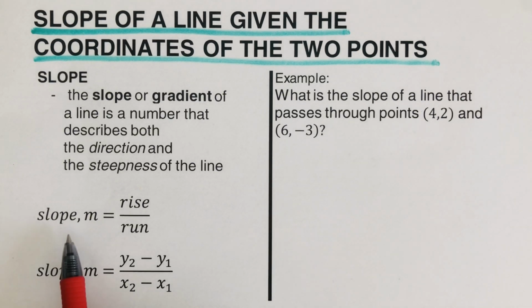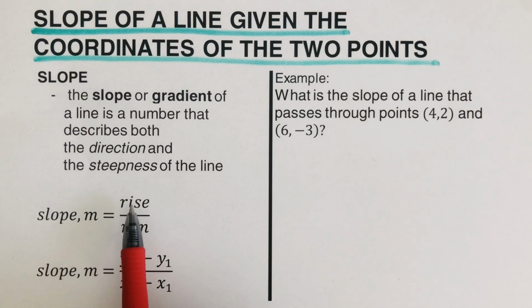So, talking about slope, m is equal to rise over run. The equation that we have here comes from this one. Rise means we go up or down, so we're talking about the y-axis. That's why we have y sub 2 minus y sub 1. Run means we go left or right, so we're talking about the x-axis, and that's why we have x sub 2 minus x sub 1.